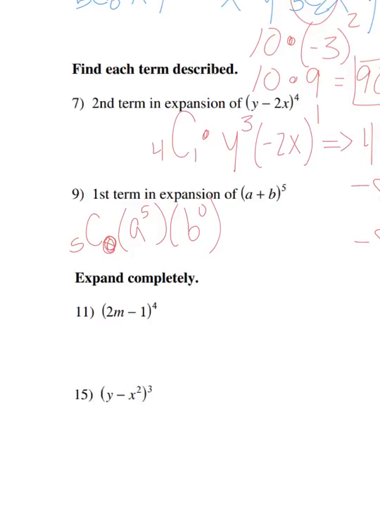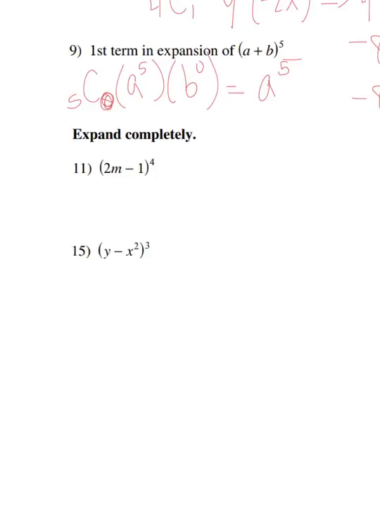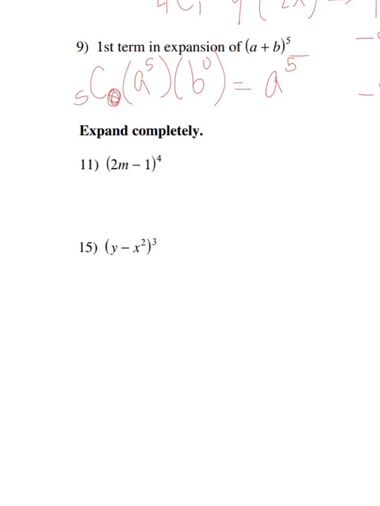So I'm taking each term, kind of distributing out my powers, so I put all 5 of them on the a, and I can't put any on the b. Okay. If I simplify that, I actually am just going to get a to the 5th. Okay. Here comes the real work. How do I expand something like (2m minus 1) to the 4th and number 15 down here, (y minus x squared) to the 3rd? So here we go.